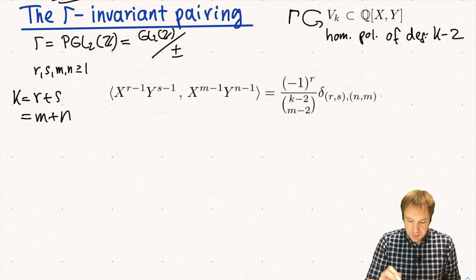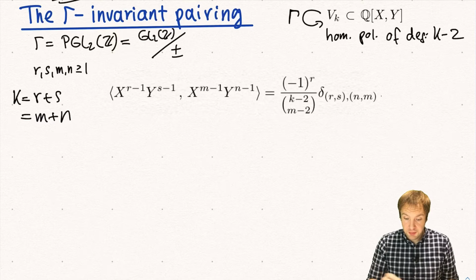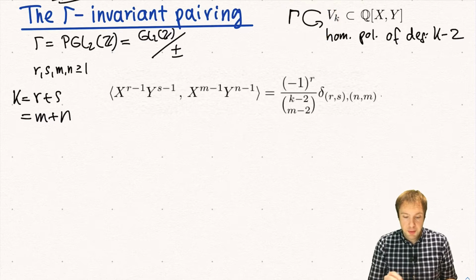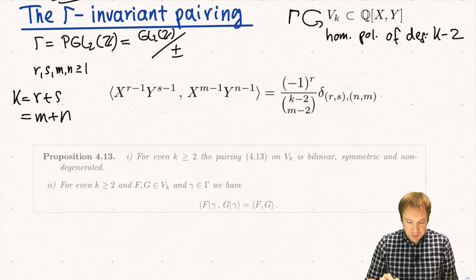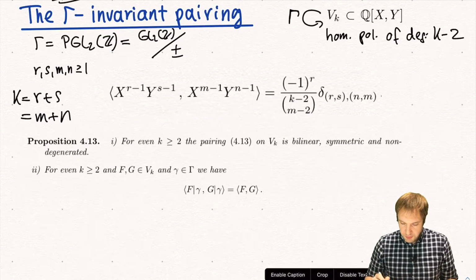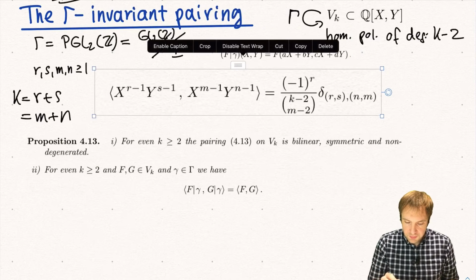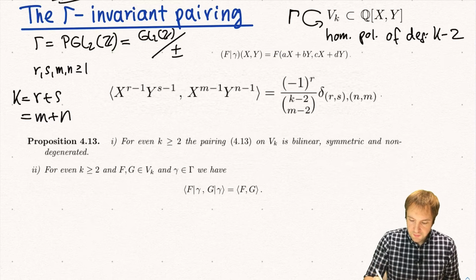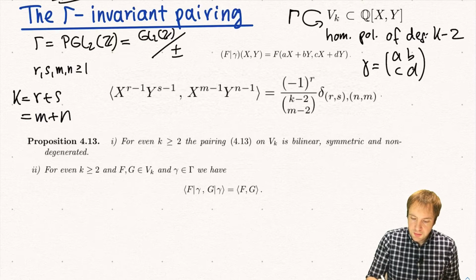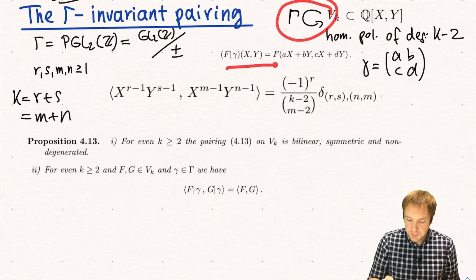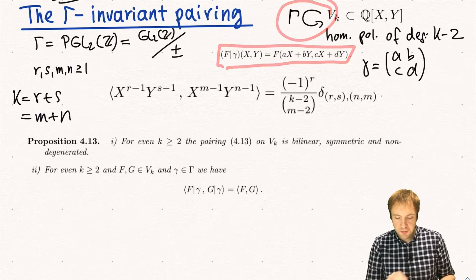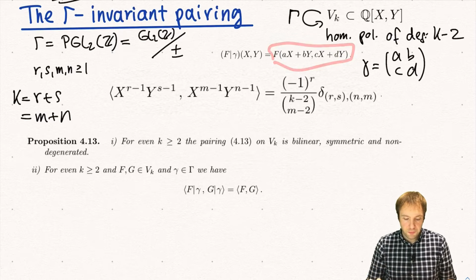Okay, and this pairing has nice properties with respect to this action of gamma. Namely, it's gamma invariant. So maybe first of all I should write down here, recall the action. If small gamma is a matrix ABCD, then this action is defined on a polynomial like this. So this we used last time to prove this lemma.